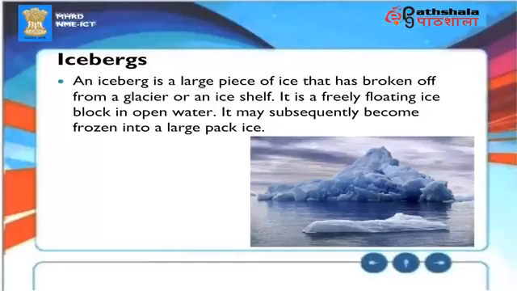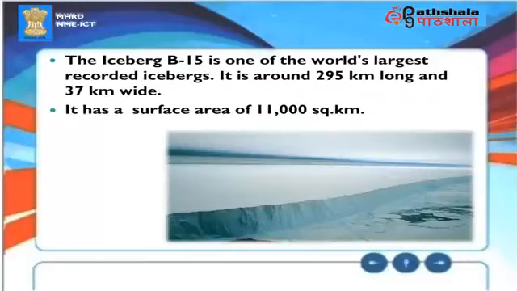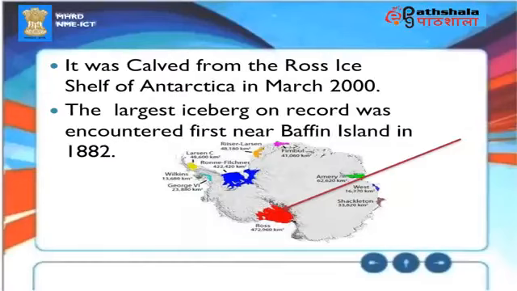Icebergs. An iceberg is a large piece of ice that has broken off from a glacier or an ice shelf. It is a freely floating ice block in open water. It may subsequently become frozen into a large pack ice. The iceberg B-15 is one of the world's largest recorded icebergs. It is around 295 kilometers long and 37 kilometers wide. It has a surface area of 11,000 square kilometers. It was carved from the Ross Ice Shelf of Antarctica in March 2000.